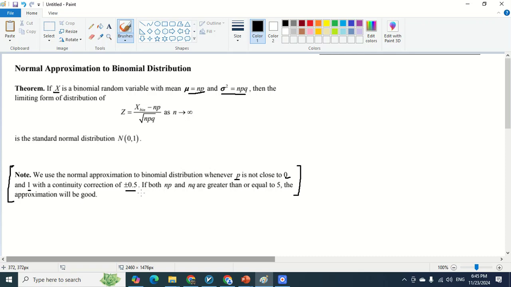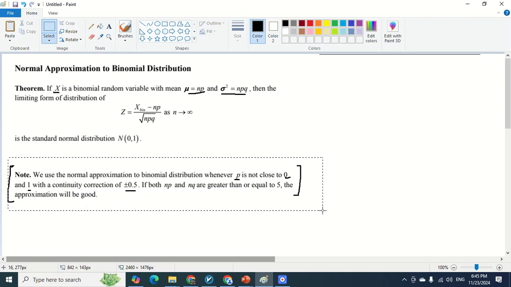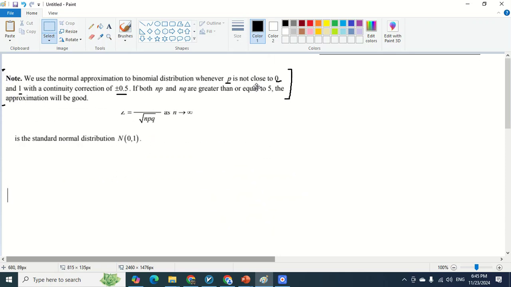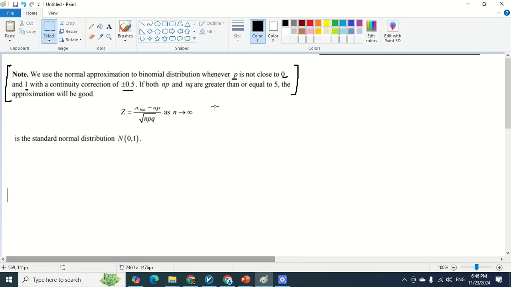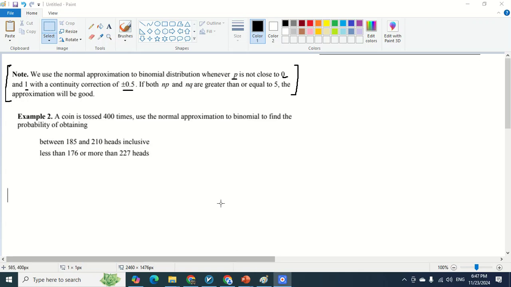So we should apply this note in our approximation to estimate the binomial distribution by using the normal distribution. Let us take a look at one example to see how it works in a practical example. So we have this type of approximation over here in the example.